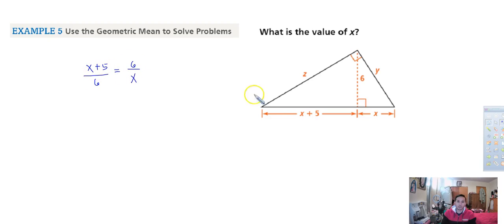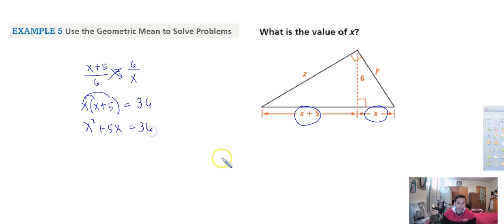Mister, where did you get all of those? So we have x plus 5 over 6, that is the geometric mean, and then 6, okay, over the value of x, okay, because we are looking at the value of x here. They shared a common side, which is the altitude, okay, so we'll be using that. And then you cross multiply, what will happen? So I have x times x plus 5 is equal to 6 times 6 is 36. We have to distribute your x, so we have x squared plus 5x is equal to 36.